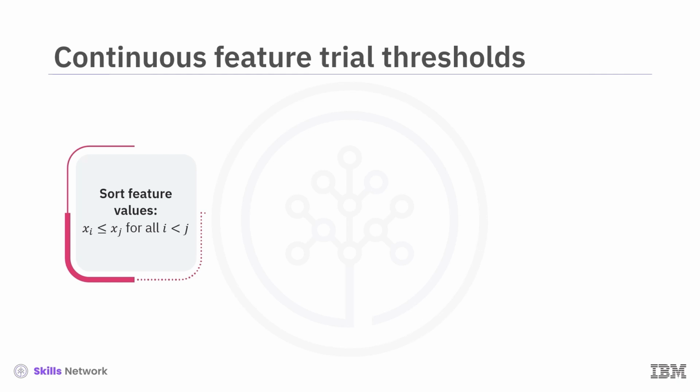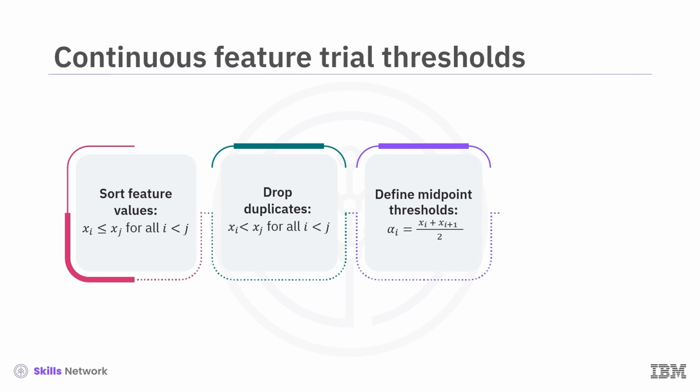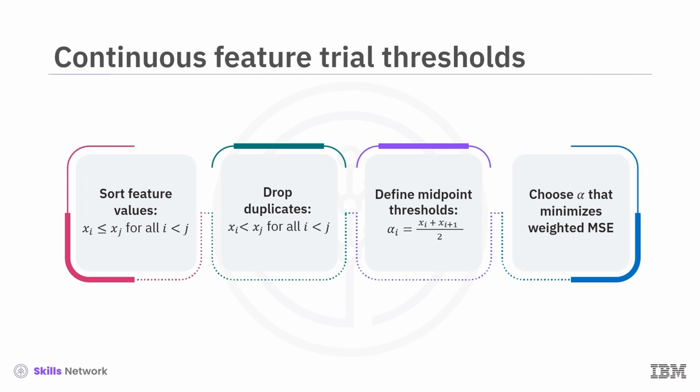Start by sorting the feature's values so that xi is less than or equal to xj for all indexes i less than j. Drop any duplicated values so that xi is strictly less than xj for all i less than j. Define your candidate thresholds, alpha i, as the midpoints between each pair of consecutive values. Alpha i is half of xi plus xi+1. Choose the threshold that minimizes the weighted MSE for its data split.